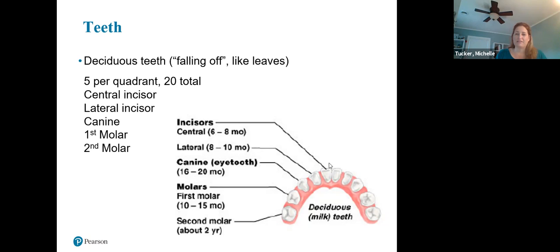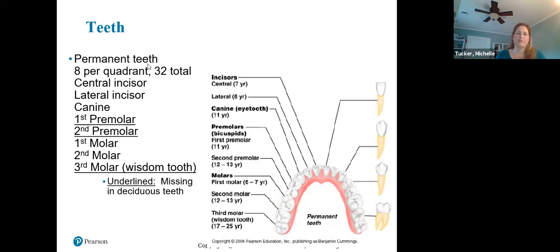So the central incisors are usually the first ones to come in, usually on the bottom. These start to come in at around 6 months. I know some babies get them much earlier and some get them much later. The last primary tooth usually comes in during the second year of existence. So there are 20 total.